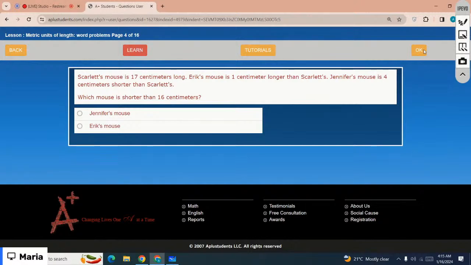Jennifer has the smallest mouse. Jennifer's mouse is shorter than 16 centimeters, right? The correct option is Jennifer's mouse.